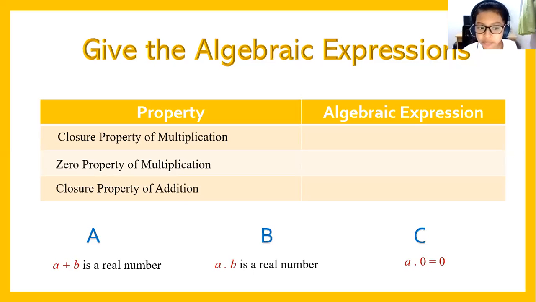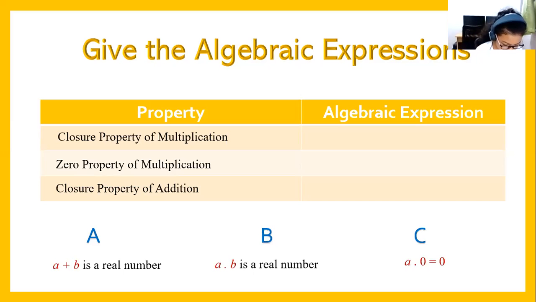Closure property of multiplication, zero property of multiplication, and closure property of addition. Closure property of multiplication is letter B. Yes. Zero property of multiplication is letter C, and closure property of addition is letter A. Wow, you're getting everything correctly. All right. Very good. Excellent.